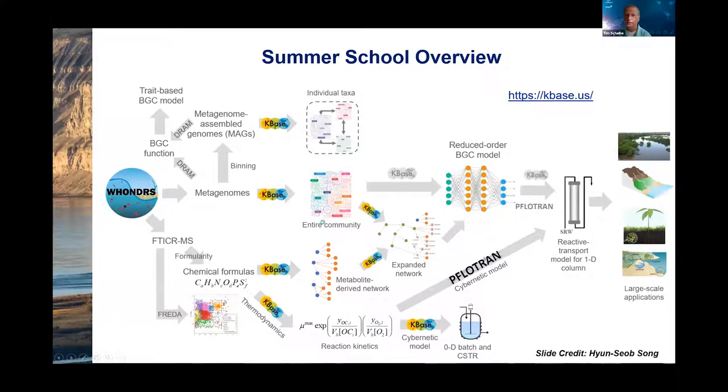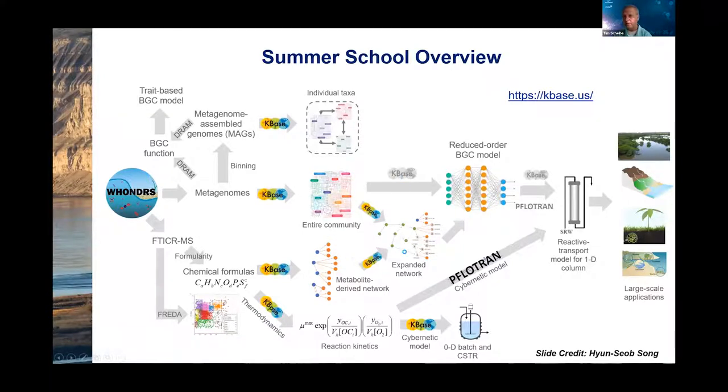On Wednesday, yesterday, we really went into the deep end of metabolic modeling and how we use both metagenomic information as well as metabolomic information to construct reaction networks, describing the functionality of individual organisms, bins of organisms, or entire communities of organisms, and how to build those networks, incorporate metabolite information, and gap fill those networks.